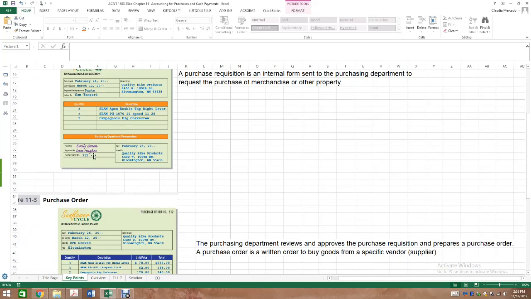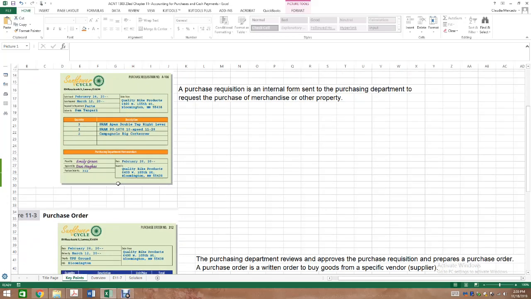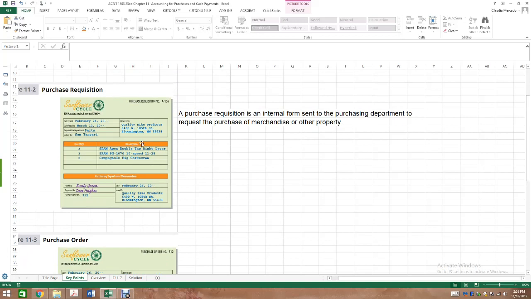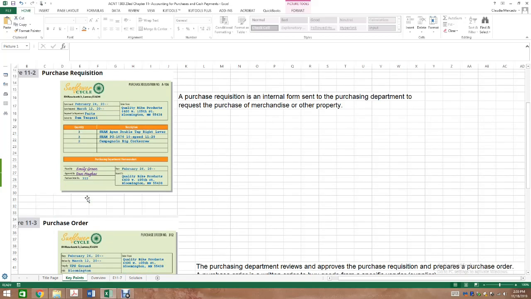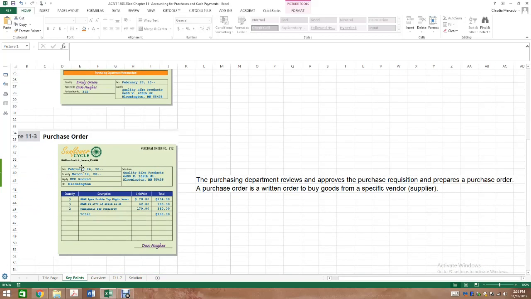So look at here, purchase order 312. This was the document that said, okay, I need several parts. These are the parts that I need. The purchasing department went out there. They found the best deal. They identified that Quality Bike Products was the one they were going to order from, and they went ahead and placed purchase order number 312. Now, if we look down here, this is purchase order 312. So this document ties to this document up here.